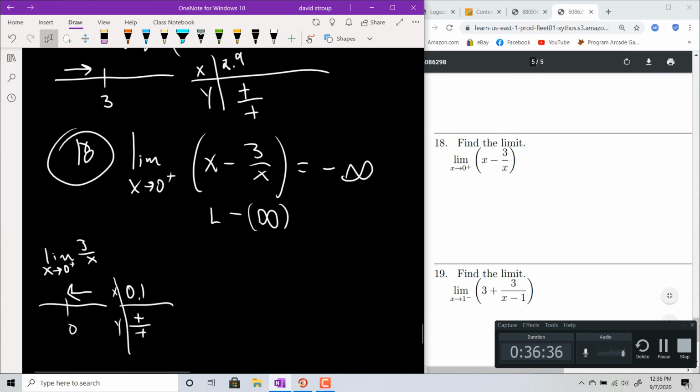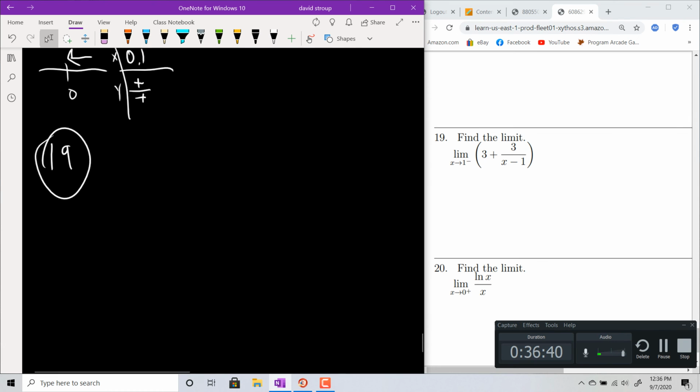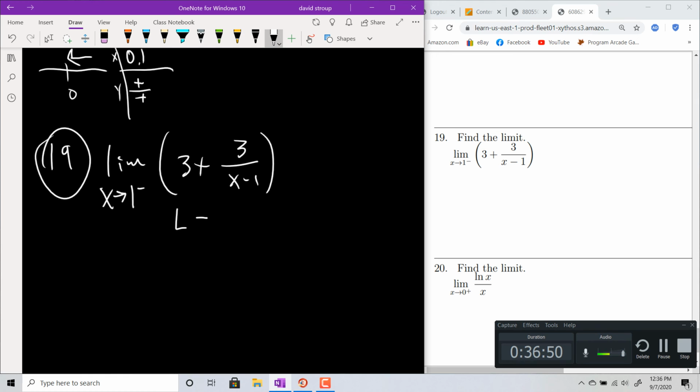Okay. Let's look at number 19, and then one more, I think. Number 19, the limit as x goes to 1 from the left of 3 plus 3 over x minus 1. So again, it's L, in this case, plus some sort of infinity. So let's see what kind of infinity that is. So I'm coming into 1 from the left.